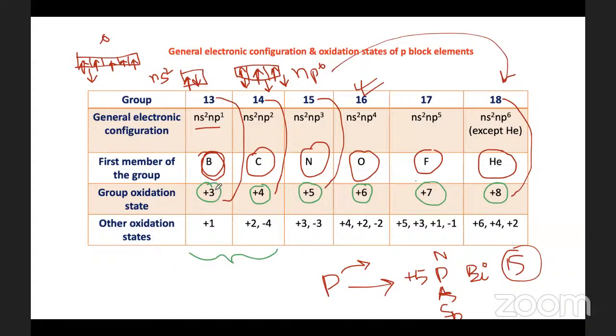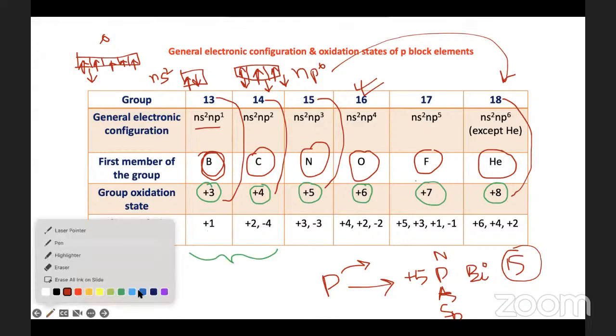Likewise, group 13 elements will have the group oxidation state +3. Group 14 ones will have +4, group 16 will have +6, and so on. There are several other oxidation states for each group also.